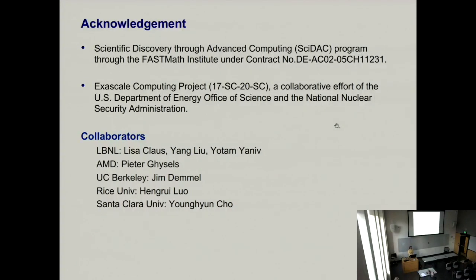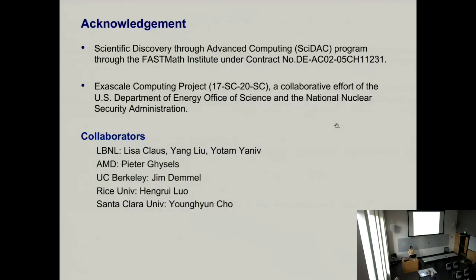And I'm very happy to say that the US now has 2 exascale computers. Do you know where they are? First quiz. One is at Oak Ridge National Lab. It's called Frontier. Another one is at Argonne National Lab, called Aurora.